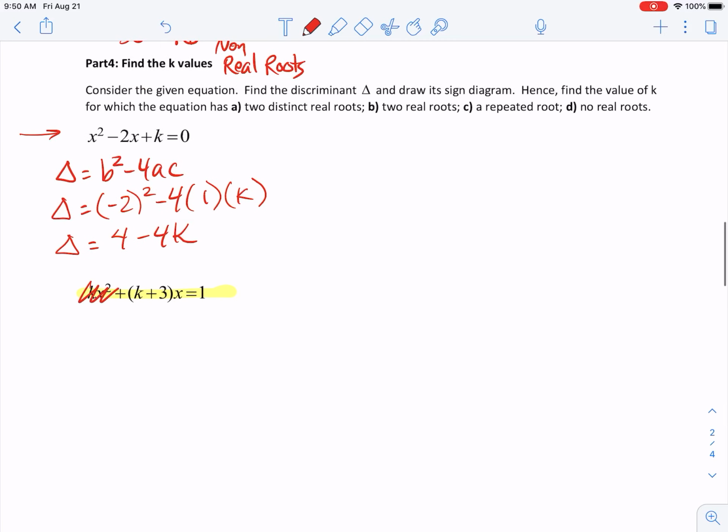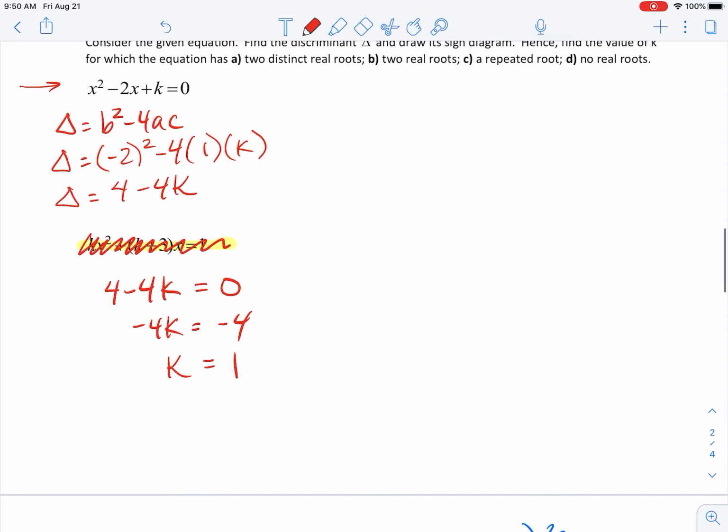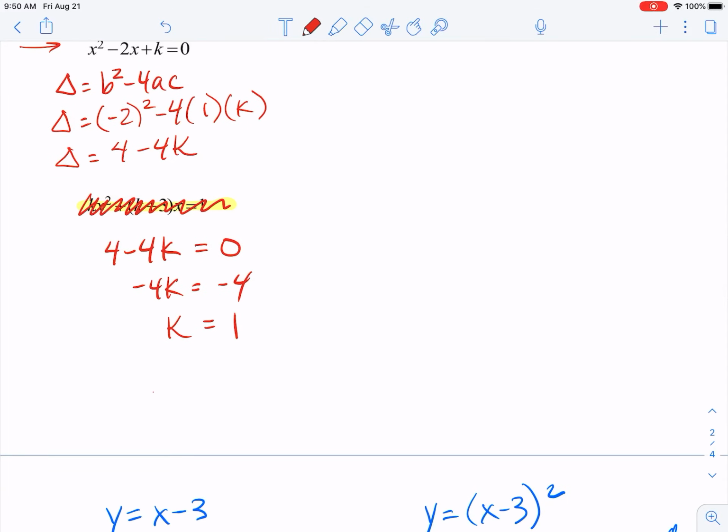Okay, so we're going to ignore this for right now. What we need to do is say, what happens when this 4 minus 4k is equal to 0? So negative 4k is equal to negative 4, k is equal to 1. And here's our sign diagram. Here's 1. When I come back to the expression and plug in 0, for example, do I get a positive or a negative? When I plug in 0, I have 4 minus 0, and that's a positive value. So everything on this side is going to give me a positive.